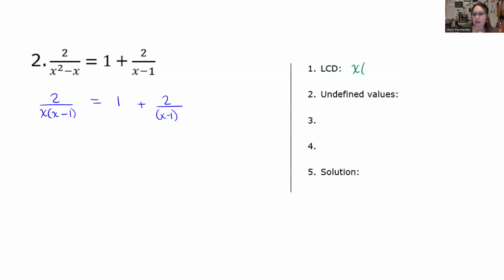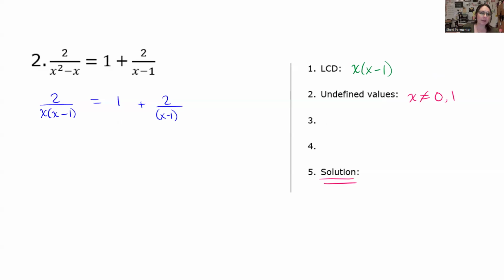So x times x minus 1. As soon as I identify my lowest common denominator, I can already identify my undefined values list. X cannot be equal to what and what? I have two x's, so I have to have two undefined values. What and what? Yes, 0 and positive 1. Okay, we cannot forget that we've got to check our solution before we put it over here for undefined values.